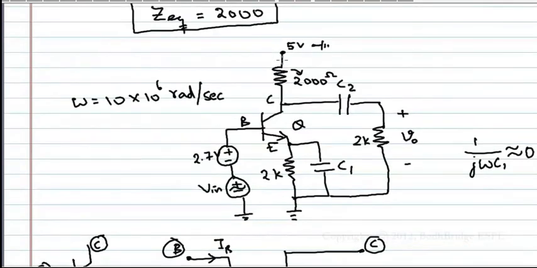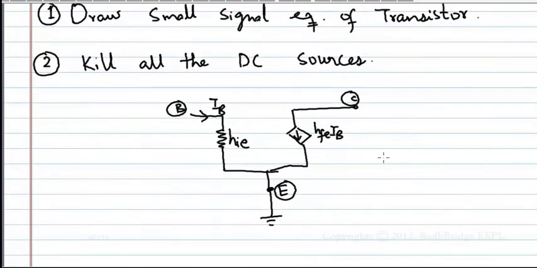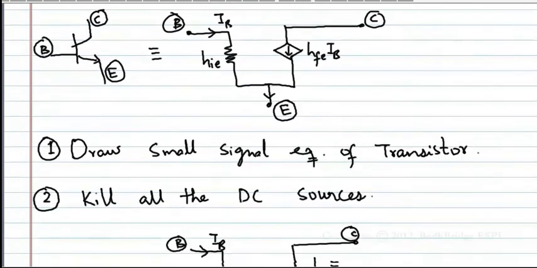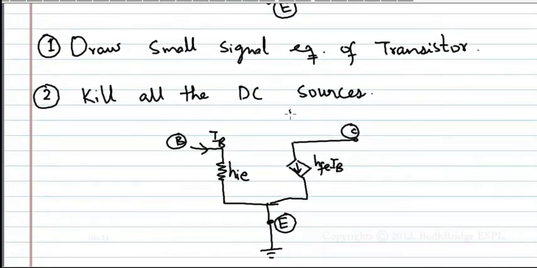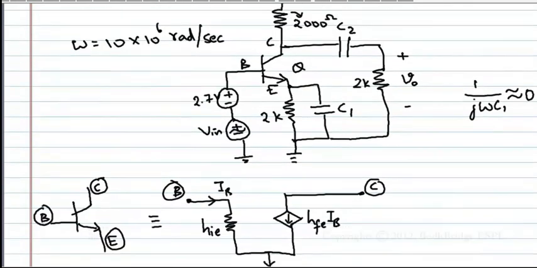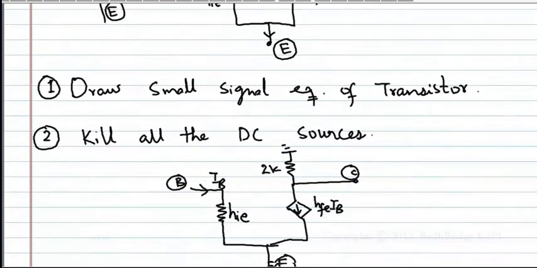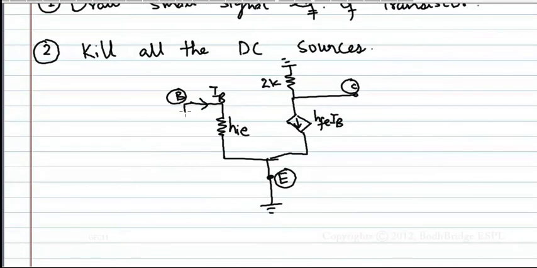Next, what is this one? Here the 2 kilo ohm is grounded. Why? Because from the second step we know that we kill all the DC sources. From the collector you are getting a 5 kilo ohm, and the 5 volt source I have killed, so I grounded it. Now from the base, the 2.7 also we should kill because this is DC and only V input is present in the small signal equivalent. So we are killing the 2.7 and getting only the V input. Right, so I am drawing this one.